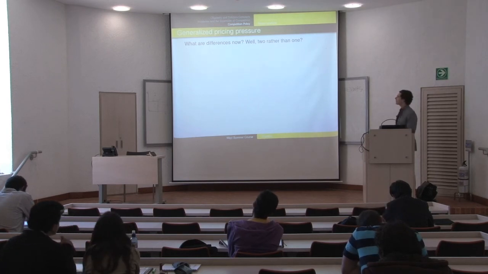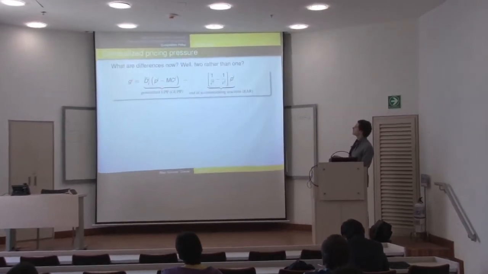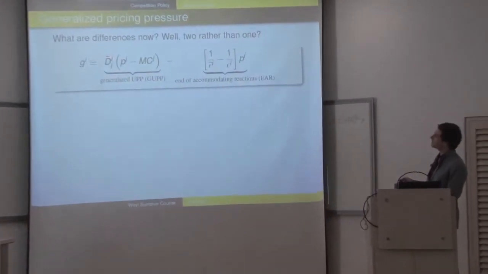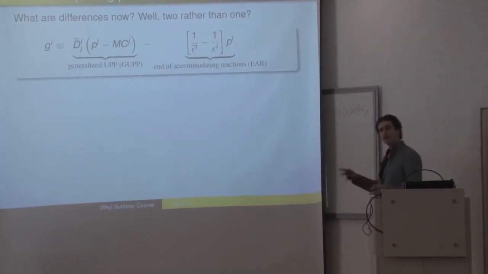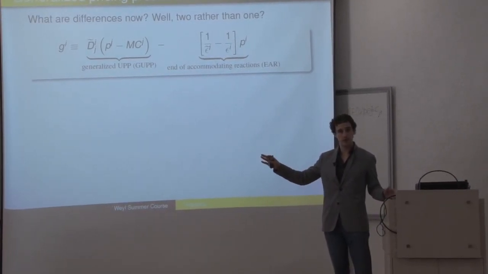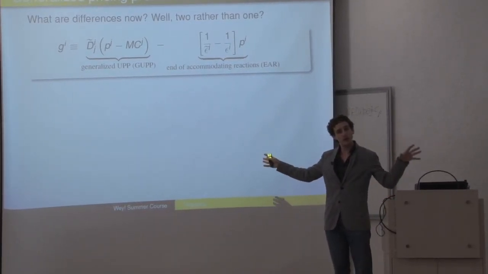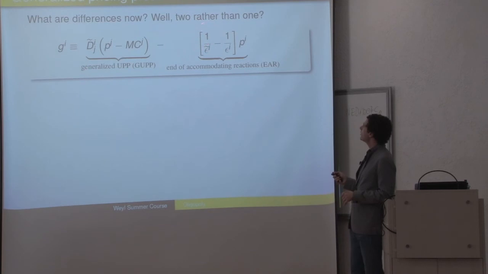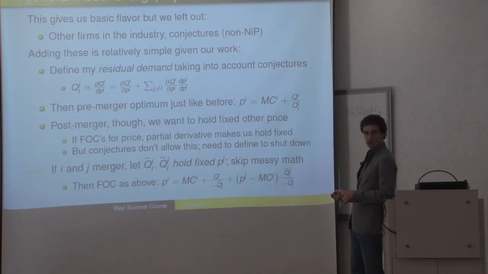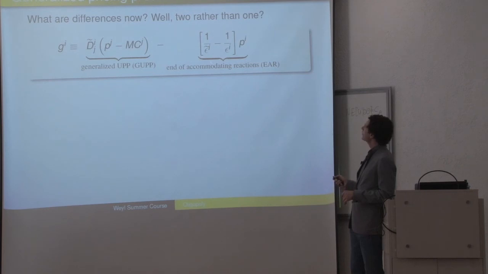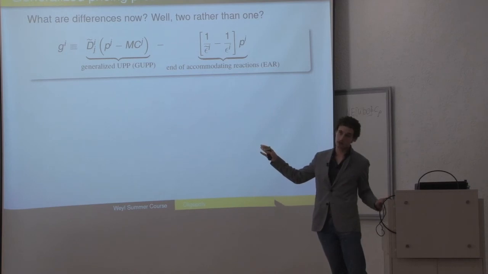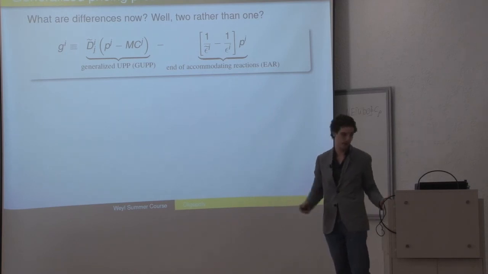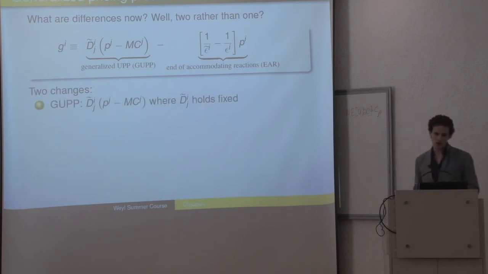Well, okay, so there's two things. First of all, the diversion ratio that we're using here to compute the UPP is different than before. It's holding fixed my merger partner's price, which was the same as before, but allowing all the other prices of firms in the industry to adjust, right? Second, the elasticity that I take into account is now different, right? And so there's been a change in my elasticity of demand as a result of holding fixed my merger partner's price rather than letting it vary.